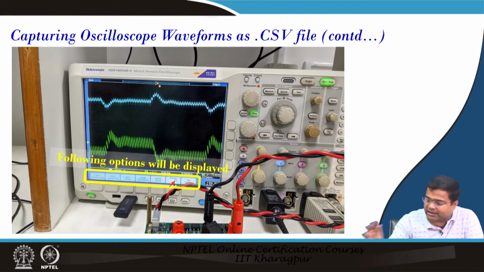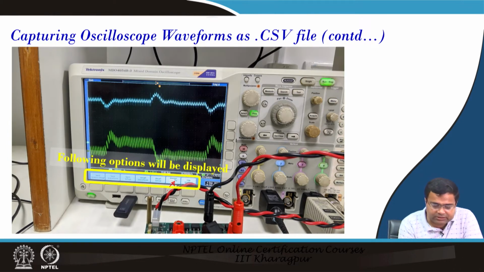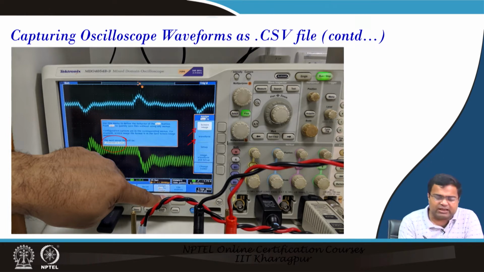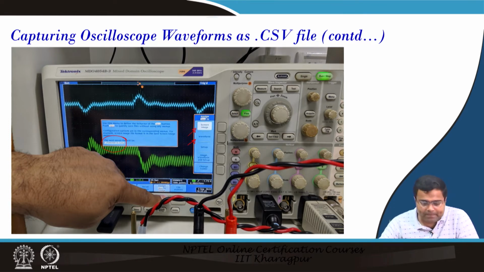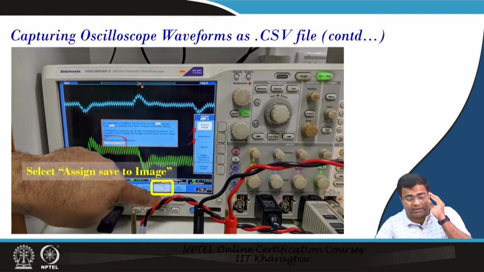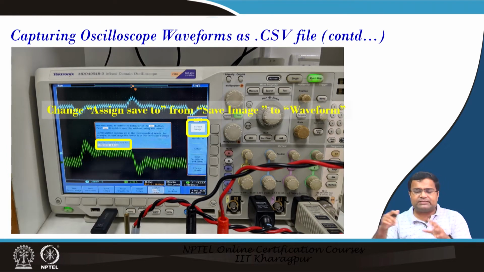So, then you have to click here. When you click this particular button, you will get the option. By default we are getting the image file, but we want to take the waveform. If it is an image file, we can save it as a .bmp file. Typically we take the data as BMP. So, we have to assign Save to Image. If it is an image, then it will be saved as a BMP file.